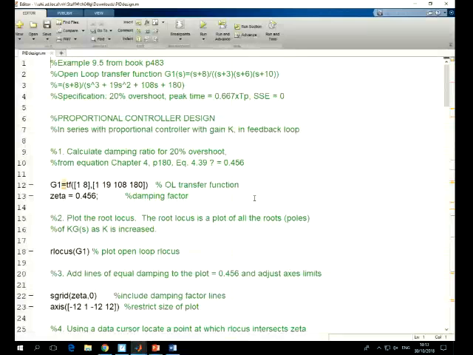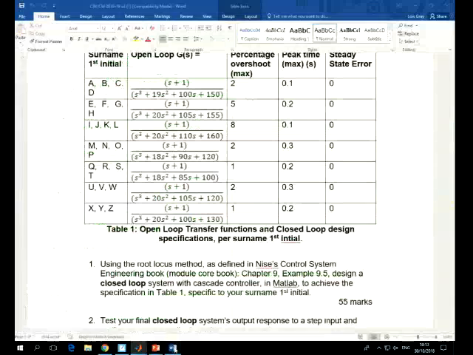So if we switch back here, you'll see you've got a peak time of 0.1, for instance, if your surname begins with B. That's just a number. It's not 0.667 times that number. It's nothing complicated like that. It's just a pure number.